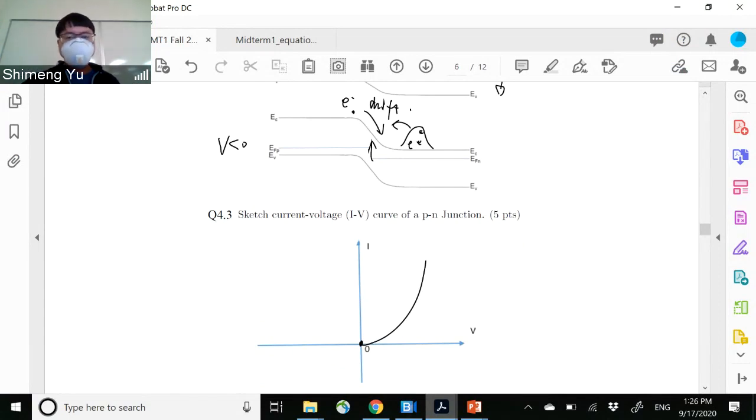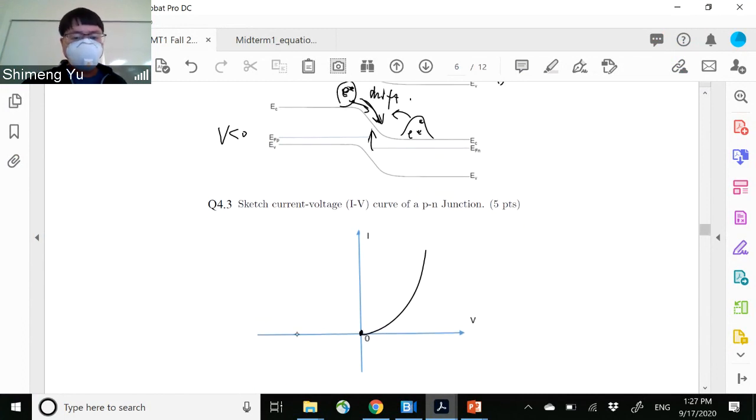And in the reverse case, the electrons eventually will be falling down. But you have only a limited number of electrons here because this is a minority in the p side. So eventually all the electrons here fall down, and then you will not have more current. So you have a very small current eventually. And this is the diffusion current, dominant. This is the drift current.